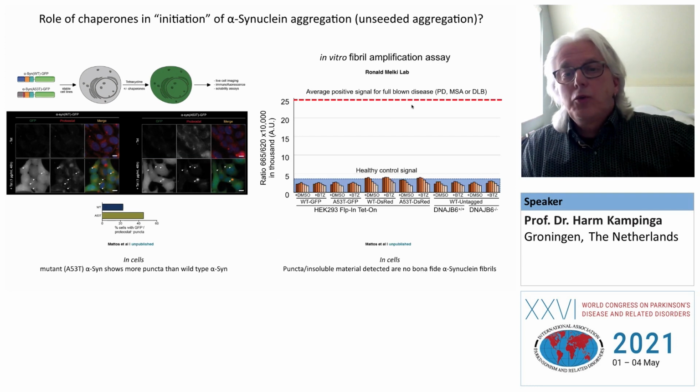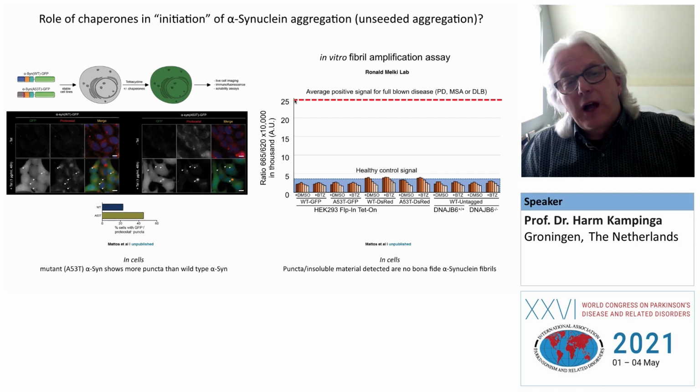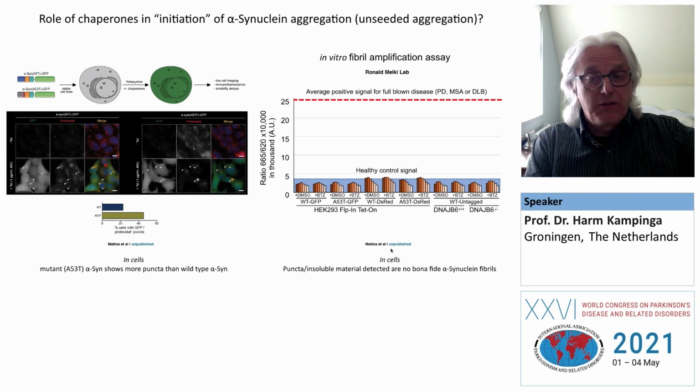So we went to our partner, Ronald Melke, who had built up this in vitro fibril amplification assay. And the basic thing what he does, he takes, for instance, material from healthy control brains or from PD brains, and he adds this to a signal, and if there are amyloids there, real alpha-synuclein amyloids, signal should be here, and the healthy control should be here. And without showing much data any further, what you can very much appreciate is that all our material that we sent to him as aggregated puncta insoluble material did not qualify as being a bona fide alpha-synuclein fibril.